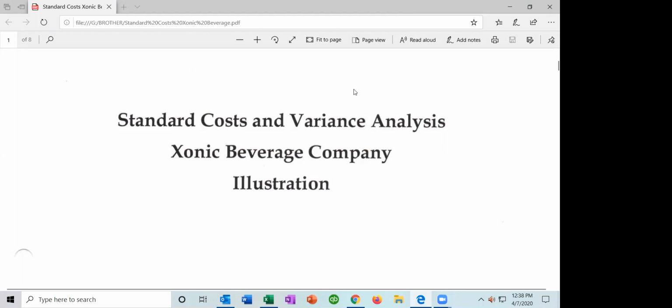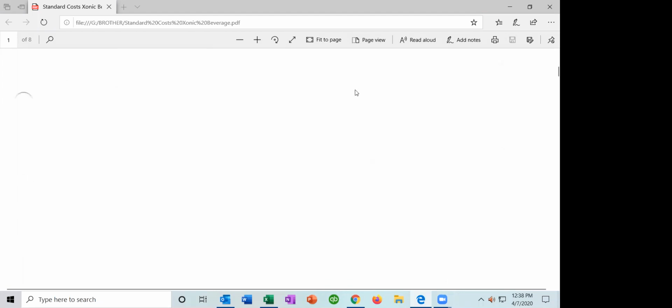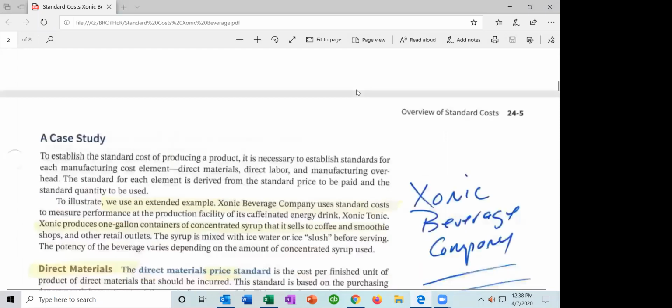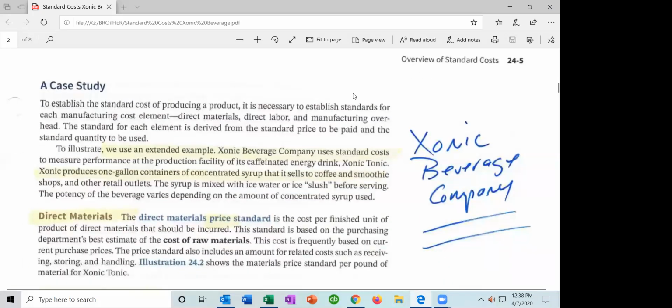So let's take a look at the Xonic Beverage Company illustration. And this begins in your textbook on page 24-7. I loaded up a series of pages from the textbook, highlighted and annotated. I loaded those up onto Sakai, which you may want to take a look at. So this is the case study we're going to look at.